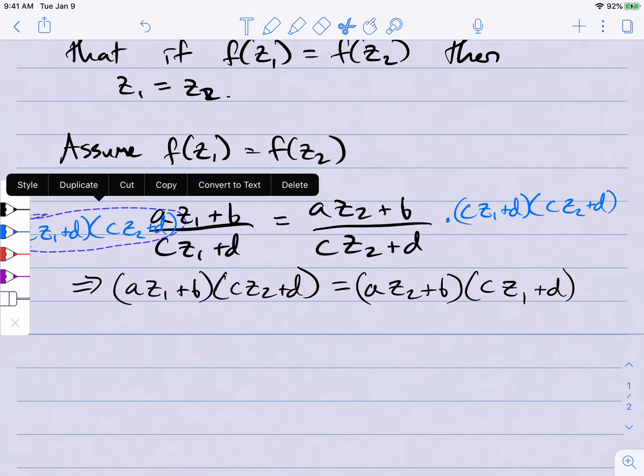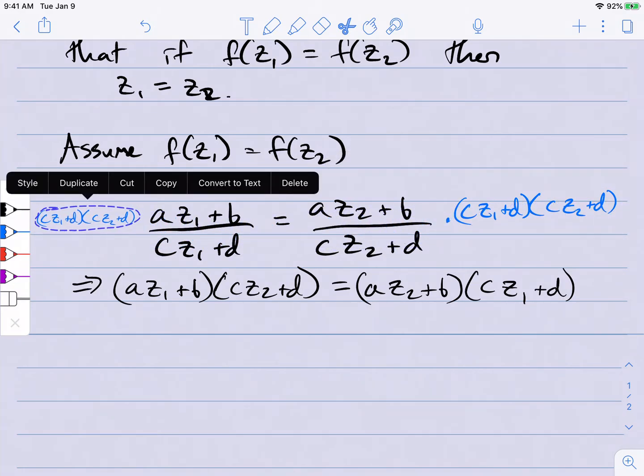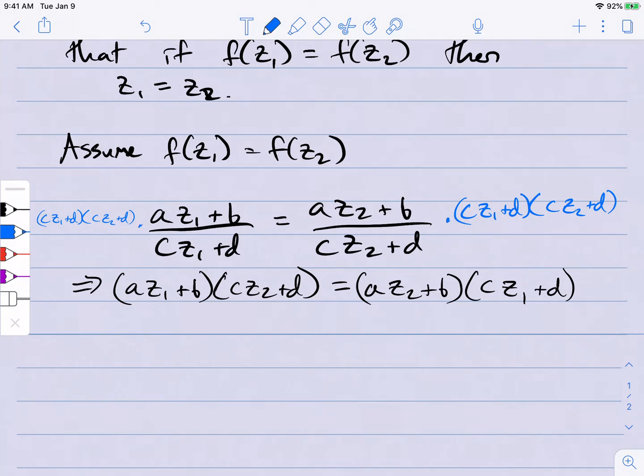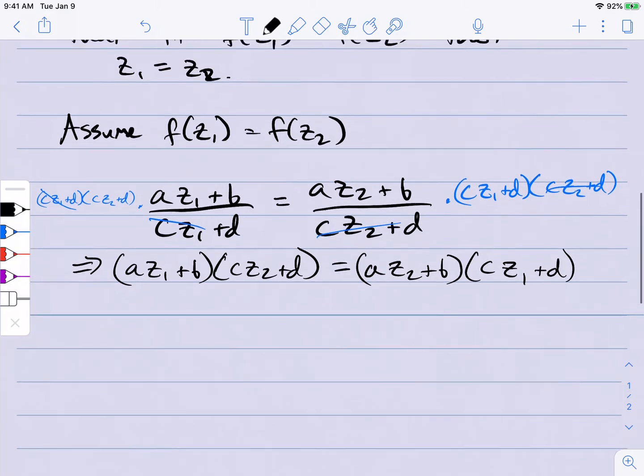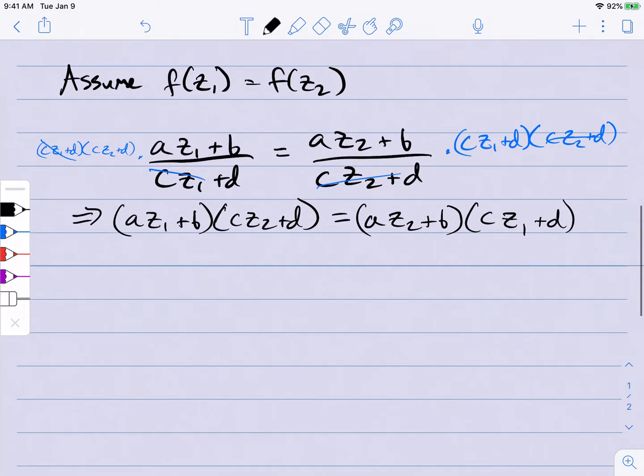So I'm doing that over here too. Right, so this cancels, that cancels, that cancels, that cancels, and I'm left with the expression below. Okay, so the proof now is just a bunch of algebra. So let's just FOIL everything out.